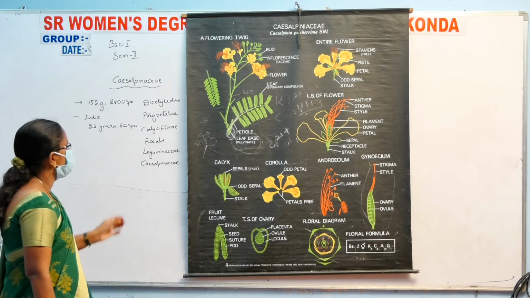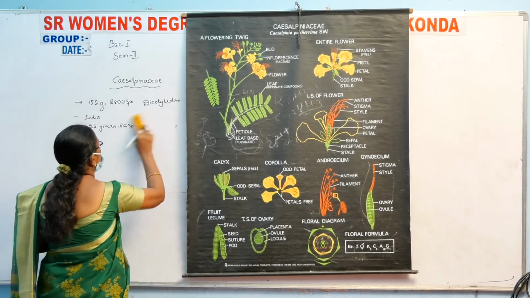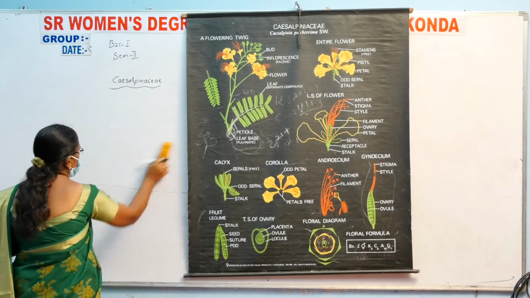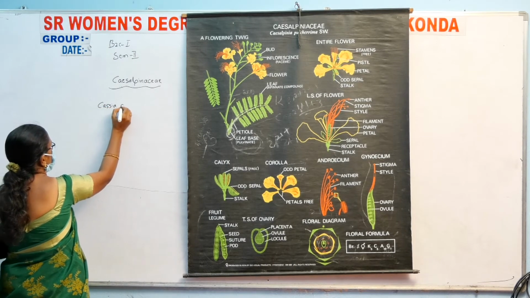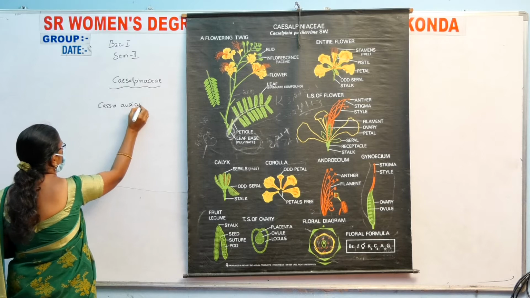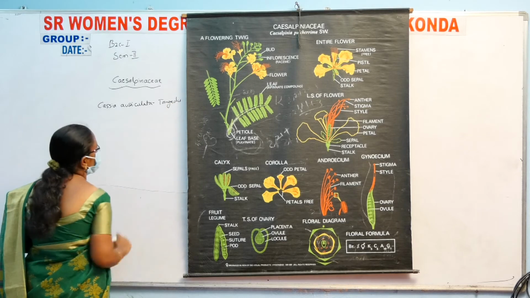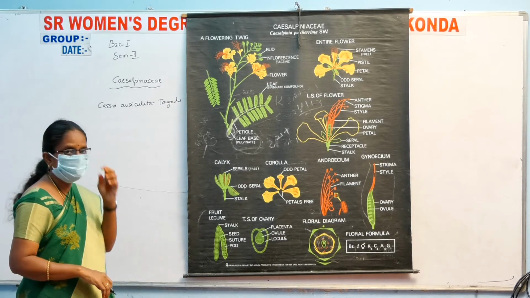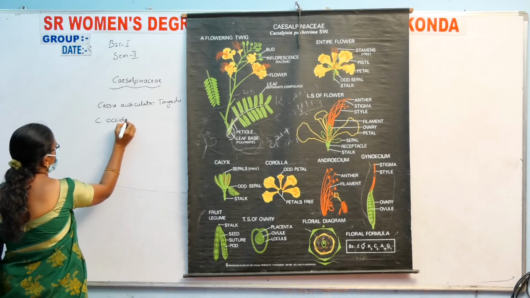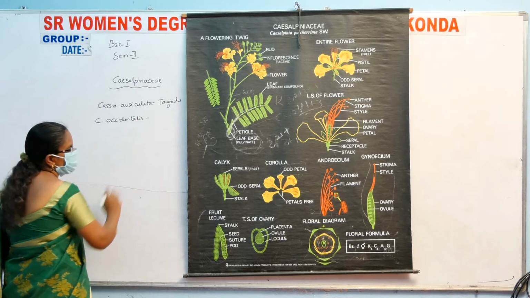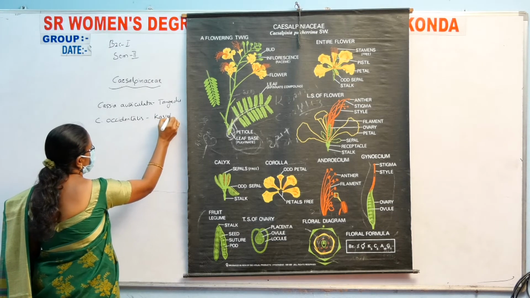And many examples in the Caesalpinaceae family. The plant examples are Acacia auriculata, common name Tangedu or Nela Tangedu, and Acacia occidentalis, common name Casinta.